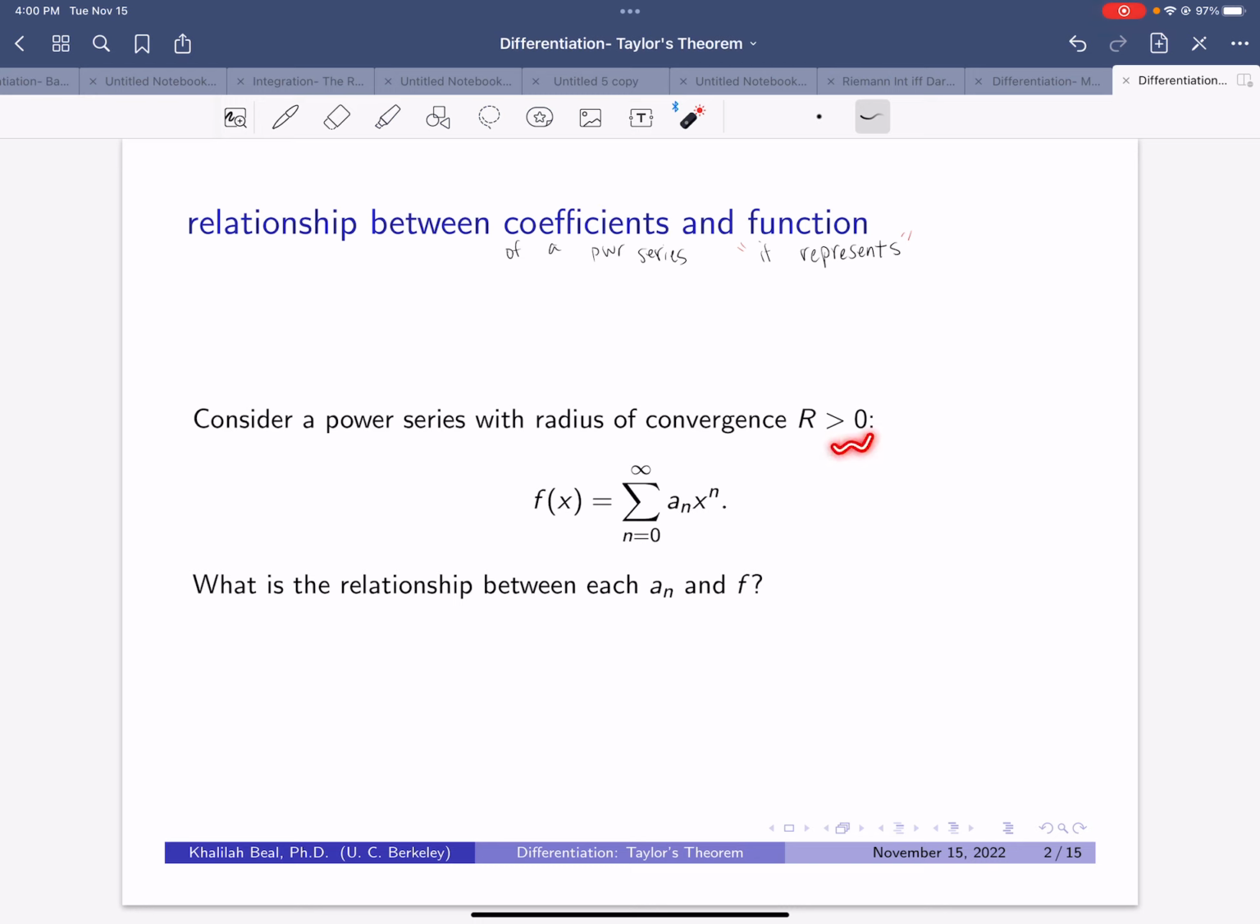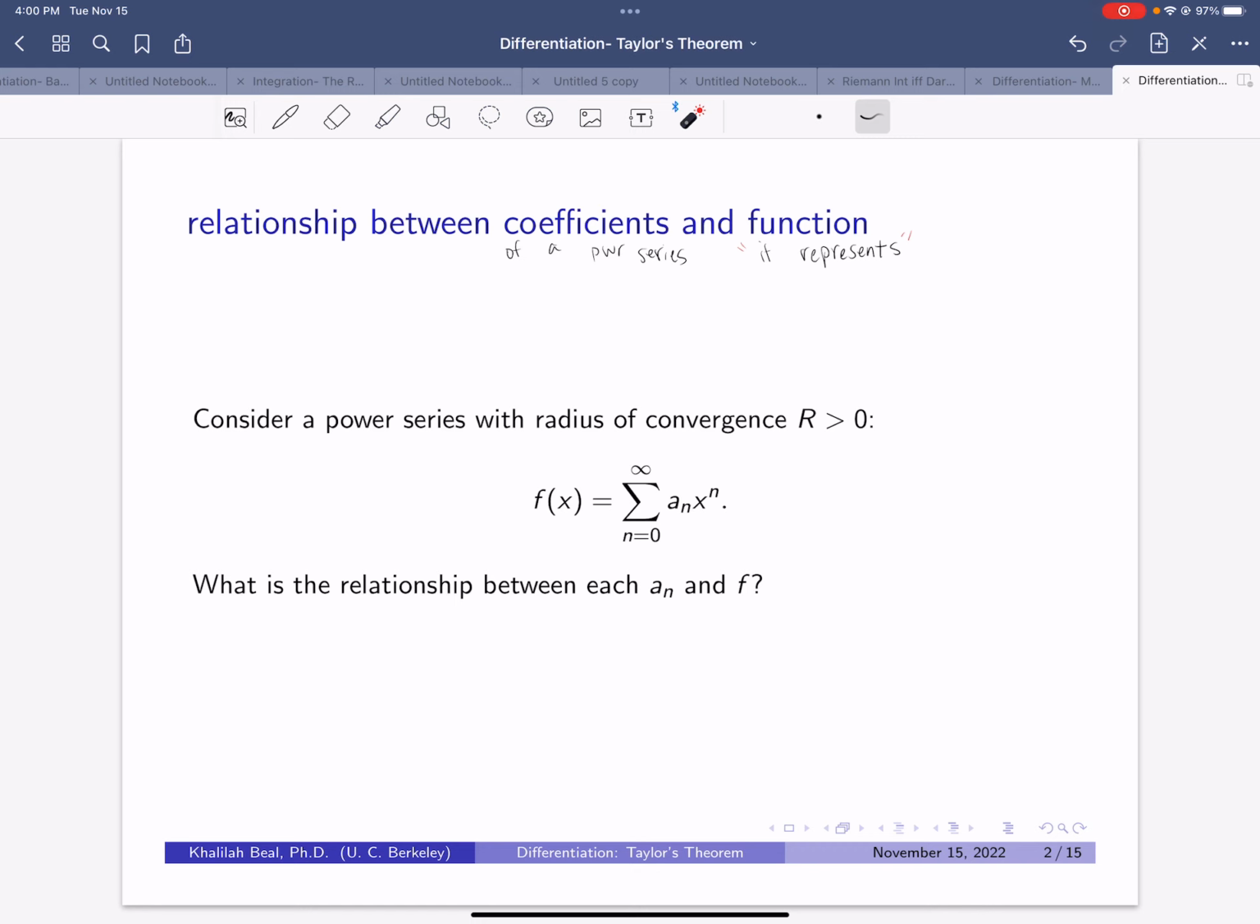Now, of course, this is only true if your radius of convergence is greater than 0. If your radius of convergence is equal to 0, then you're only converging at a point, so you can't take the limits required for differentiation if you're only valid at a point. Okay, so here we are.